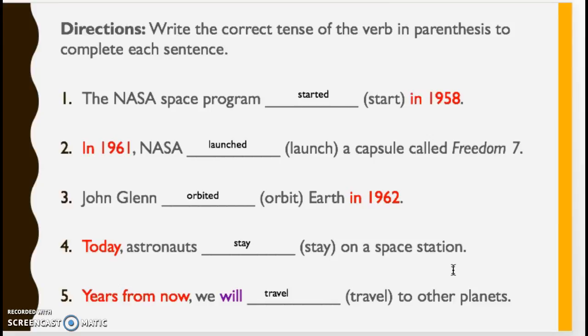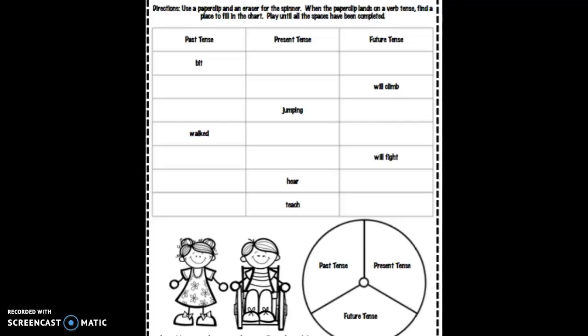Okay, now it is time for you to work on your independent assignment. On the front, you have two sides. On the front of your independent page, you will have a spinner and a chart that shows you the three tenses. All right, your chart should look just like the one that I have up on the screen. The first thing you need to do is make sure you put your name, your number, and today's date on top of the paper.